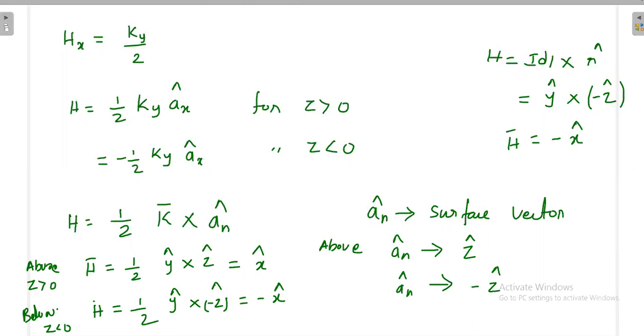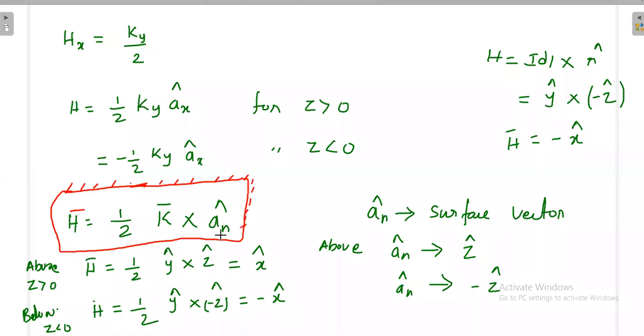So what finally you have to remember: in the exam, if they are asking a question like this, if direction is also important, then you have to remember this formula. Once you know this formula, you can finally calculate the magnetic field direction. Where n is the surface vector. What is the surface? The surface is where the surface current is flowing. So this is the final formula you should remember.